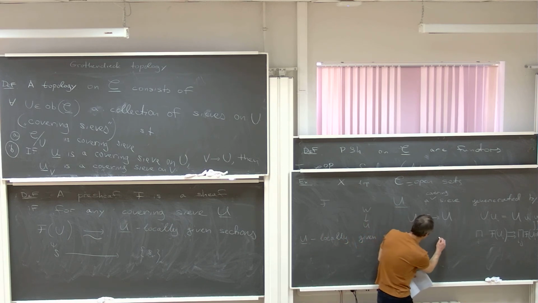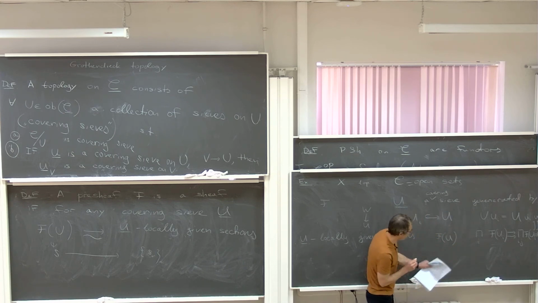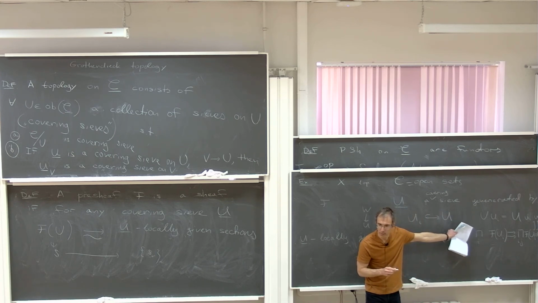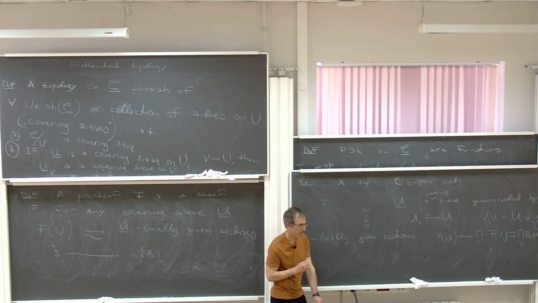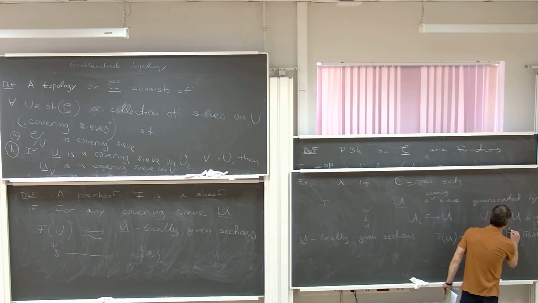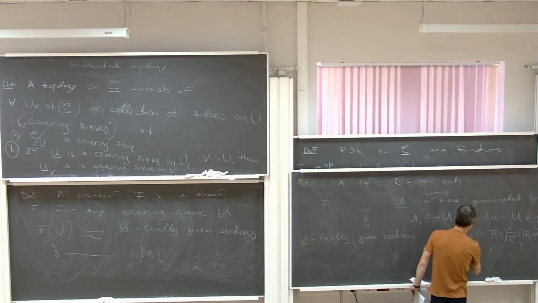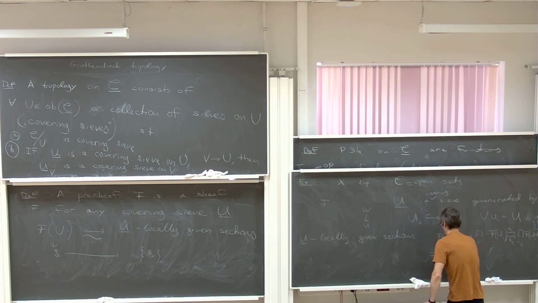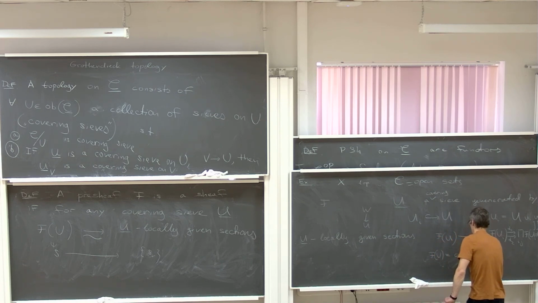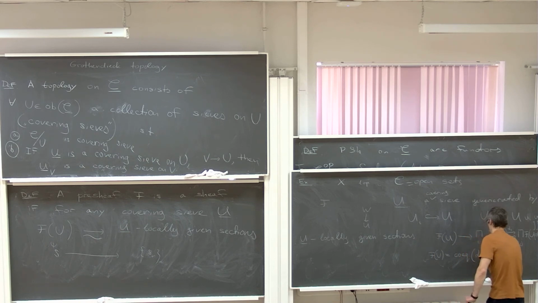And now our sheaf condition is that the map from F of U to this coequalizer is a bijection. So with alpha 1 and alpha 2, F of U is the coequalizer of alpha 1 and alpha 2. Good. So this is equivalent to the classical sheaf condition.